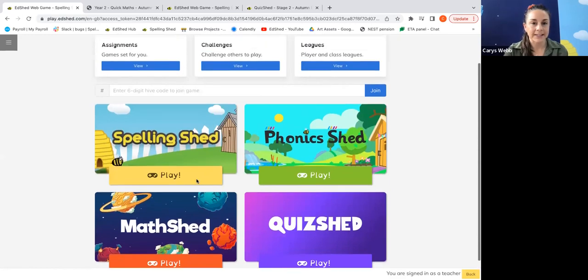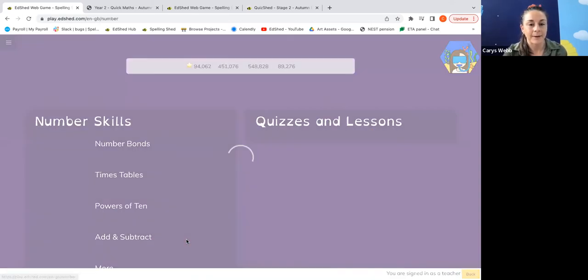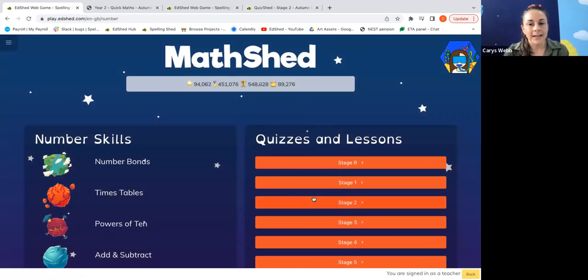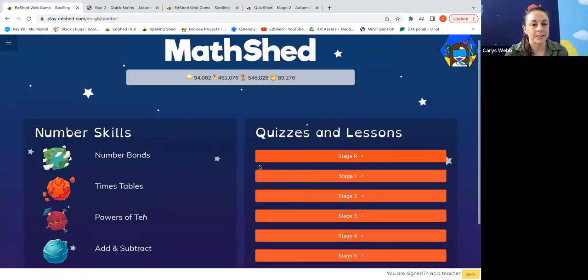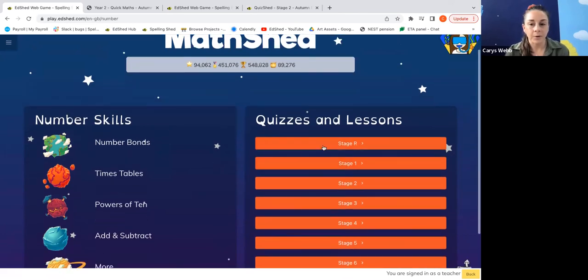Now, you won't have access to everything depending on which subscriptions that you've got, but we'll click into MathShed. And here you can see all of the different quizzes and lessons. Now, if you set work for a pupil, you can set it so they only have access to what you have set them. So don't worry that you can see everything here. Depending on how locked down you want it to be, you can literally just set it so they've just got the teacher's work.